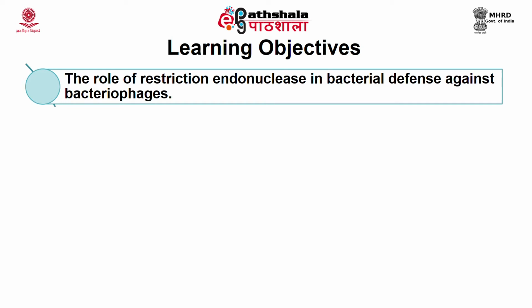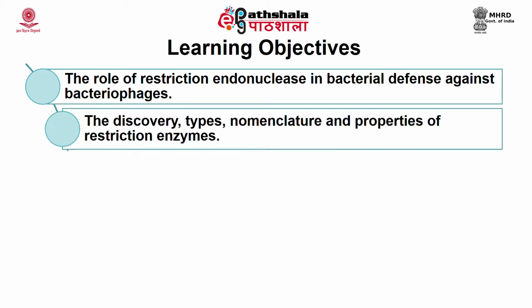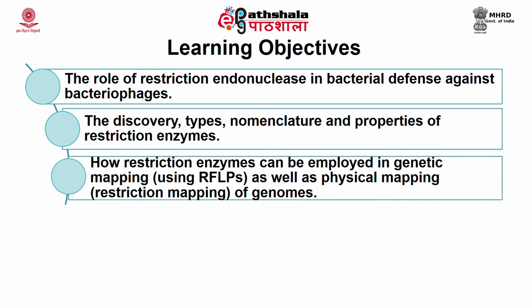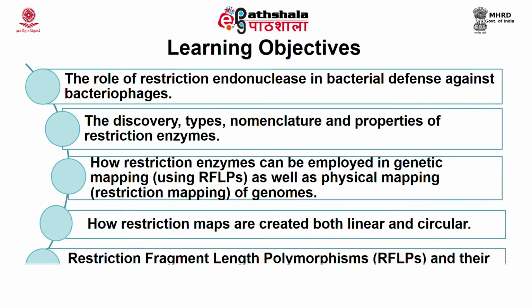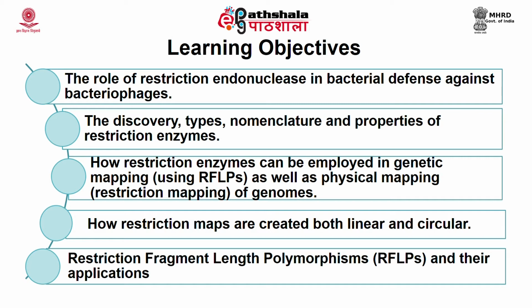After studying this module, you shall be able to understand, first, the role of restriction endonuclease in bacterial defense against bacteriophages. Second, the discovery, types, nomenclature and properties of restriction enzymes. Third, how restriction enzymes can be employed in genetic mapping using RFLP as well as physical mapping, restriction mapping of enzymes. Fourth, how restriction maps are created, both linear and circular. Fifth, restriction fragment length polymorphisms or RFLP and their application.